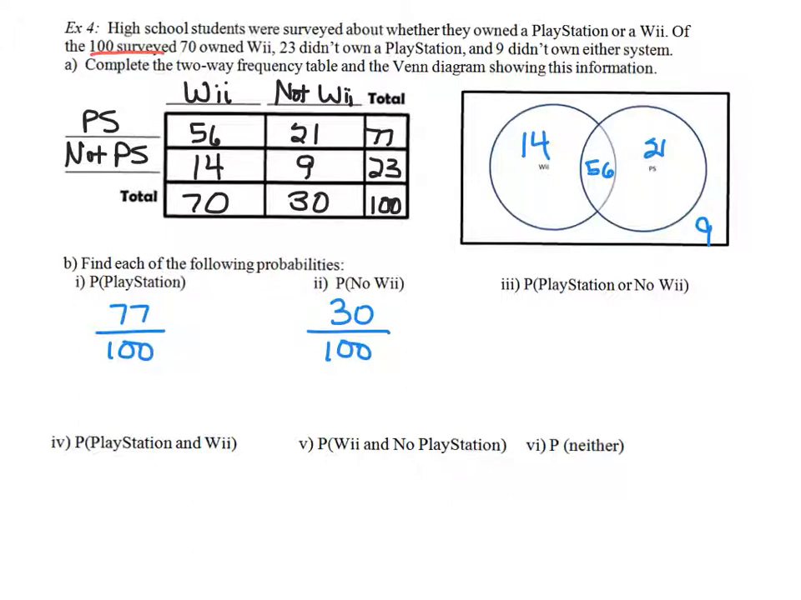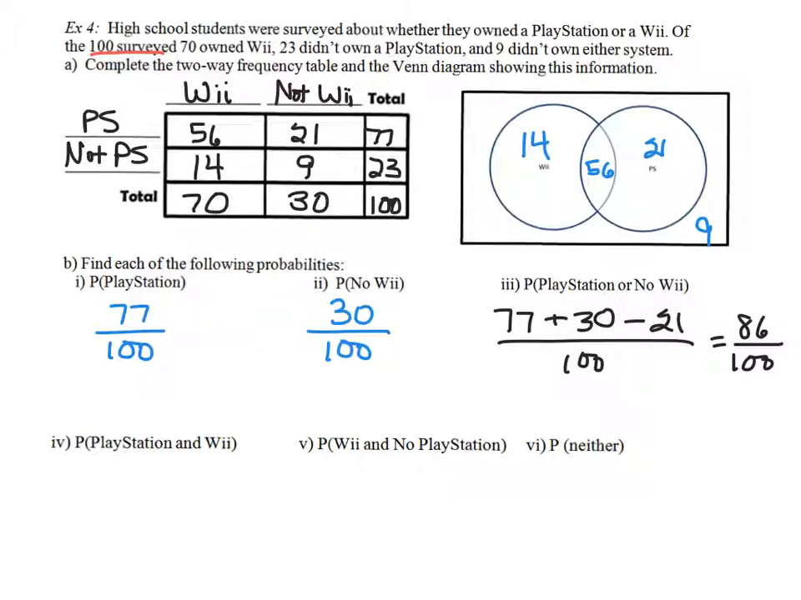Now, the probability of PlayStation or no Wii means that I've got to look at this row, I've got to look at this column, but I can't count this one twice. So the numbers that I'm going to be adding together here, the probability of PlayStation would be 77. The number who do not have Wii would be 30. But then I'm going to subtract the ones that have PlayStation and not Wii because I've already counted them twice in my calculation, all over 100. So that's giving me a total of 86 out of 100.